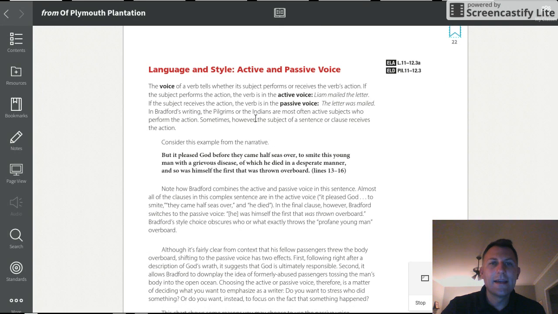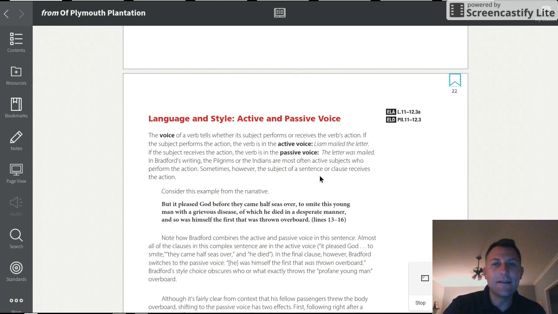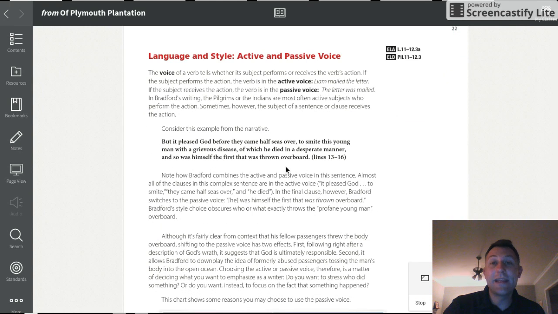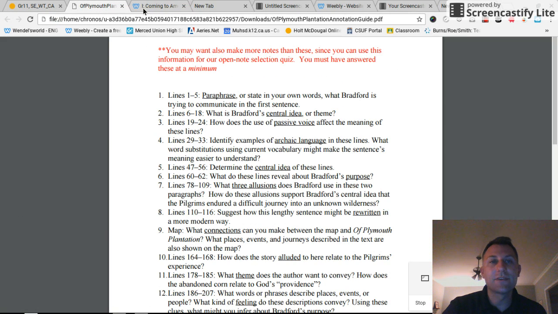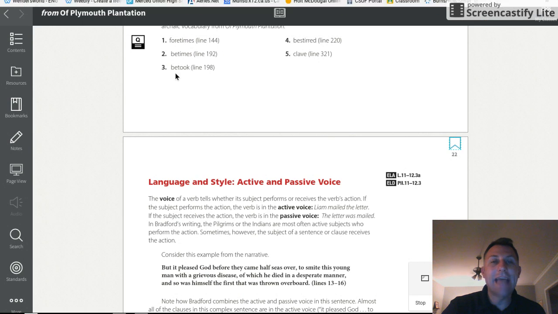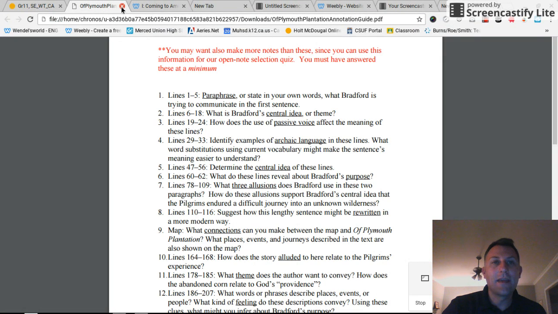But the idea here is that the voice of a verb tells whether the subject performs or receives the verb's action. If the subject performs the action, the verb is in the active voice. Okay, if the subject receives the action, the verb is in the passive voice. So in his writing, there's both, and we're going to see if the main subject is being acted upon by something else. Think about it that way. The main subject, the thing that normally does the acting, is not actually doing the acting. It's actually something else acting upon it. So that's what we're going to look for, to see if it's active or passive.